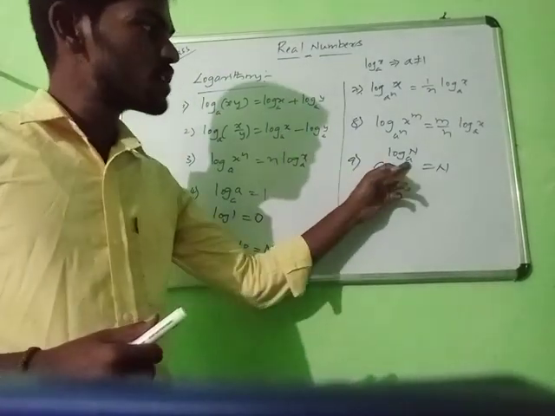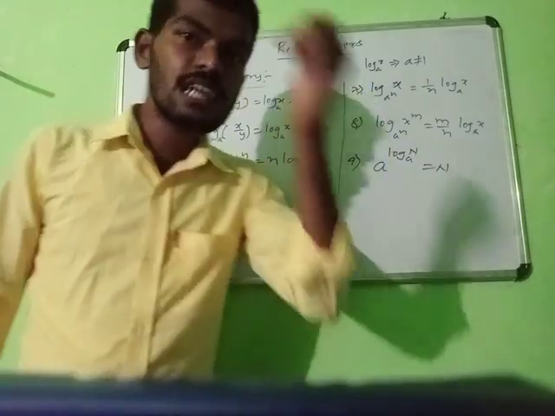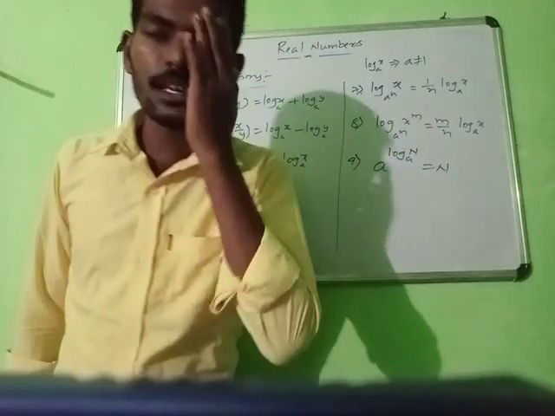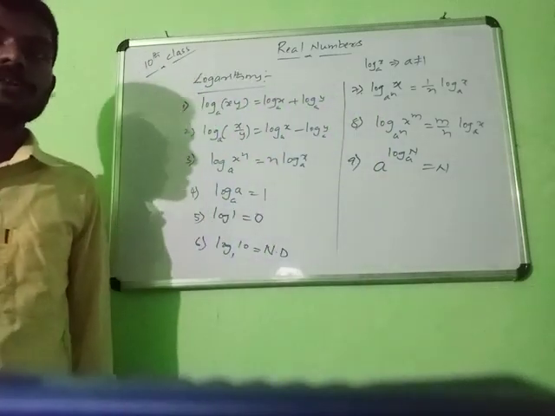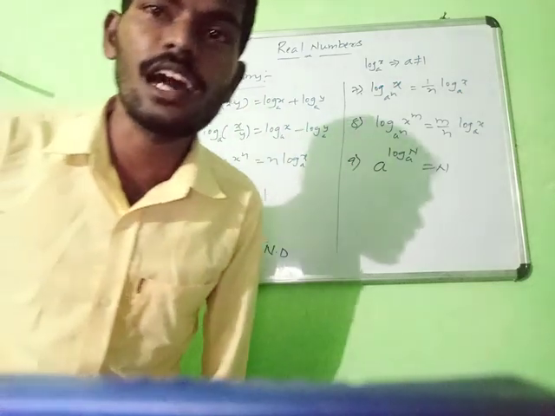If this one and this one are both equal, the value is the same, a will come. These are some more important formulas in logarithms. Here, what are the three formulas? What are the three most important formulas in logarithms?